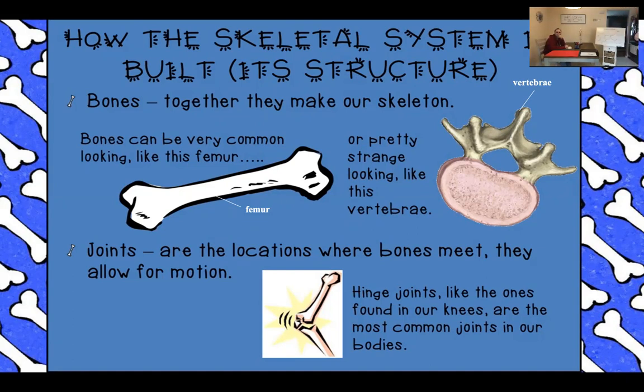Joints are also a main structure in the skeletal system. So joints are actually where the bones meet up. There are several joints in the entire skeletal system, but the joints actually allow for motion. So you can see at the bottom of the slide here, it refers to hinge joints. So you can find a hinge joint in the knee area. That's actually the most common hinge joint in the body. But again, there are several other hinge joints like the elbow. Again, the knee is the most common.